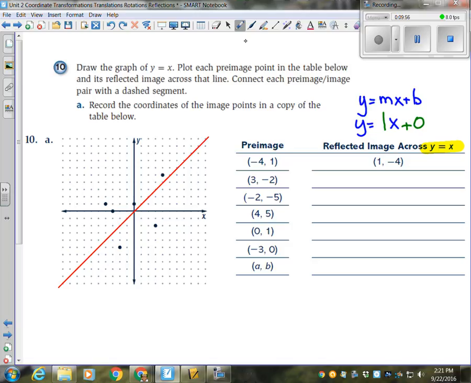Sometimes you can see it. Sometimes you might have to count and try to predict it. All right. My pre-image is (-4, 1). So I'm going to let that be point A. So (-4, 1) is right here. So that's going to be my point A.